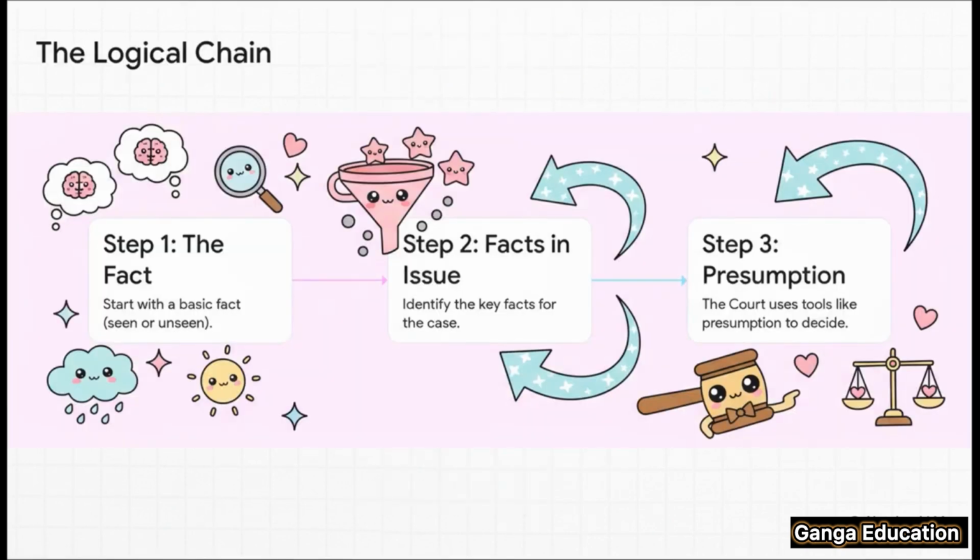So let's just tie this all together. It's actually a pretty neat logical flow, isn't it? We start with a basic fact, something you can see or something you can't. Then we zero in on the really important ones, the facts in issue for that specific case. And finally, to figure out those key facts, the court has tools it can use, like presumption. See how it all builds up?